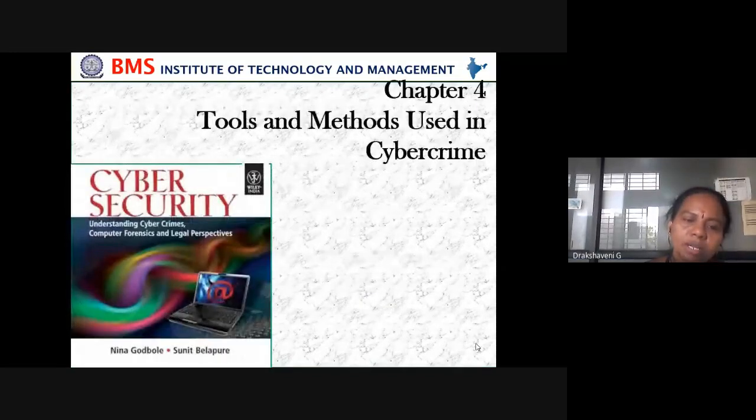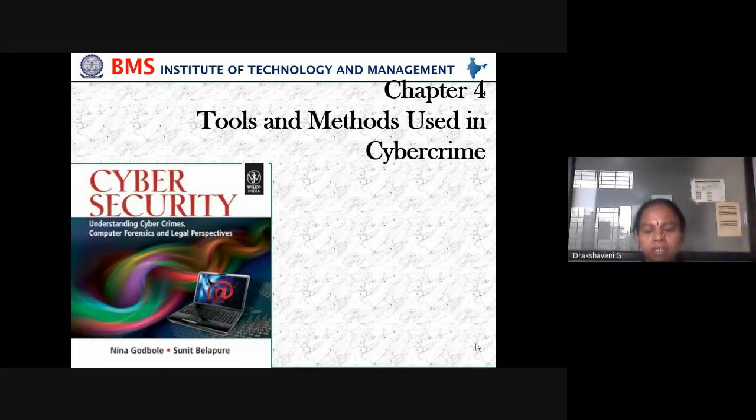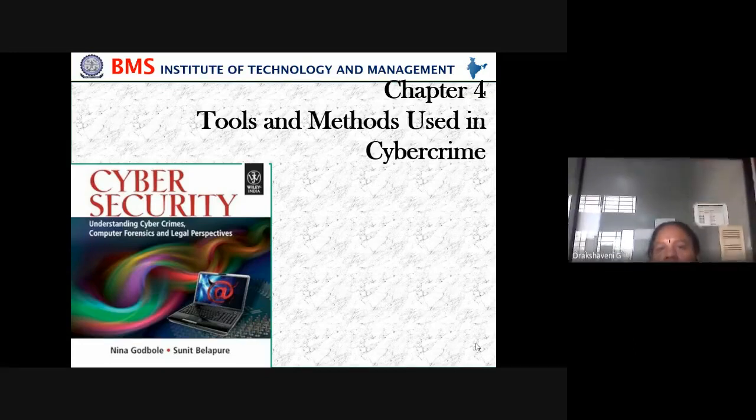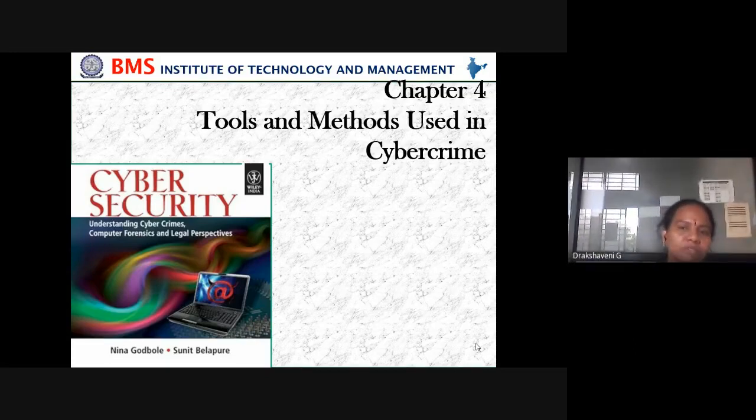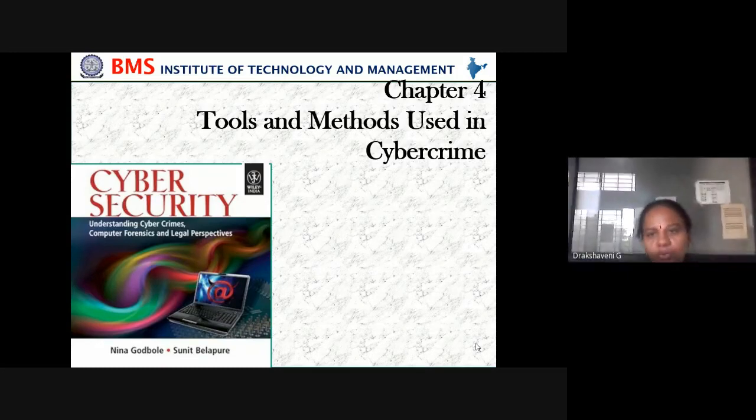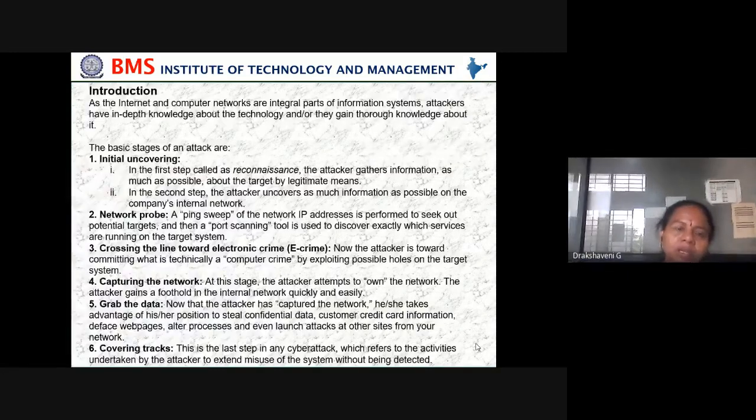The textbook, as usual, that you have to refer to for this topic is this one, and the chapter for this topic is chapter 4, and the title of that chapter is Tools and Methods Used in Cybercrime. So first we start with the introduction, how the tools are used.